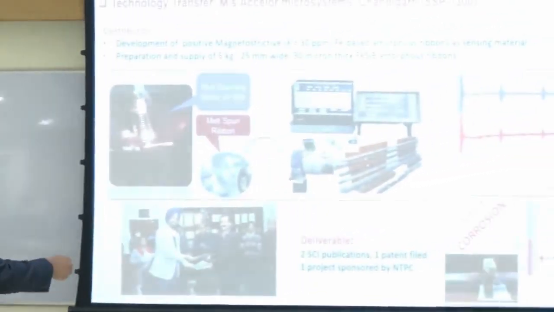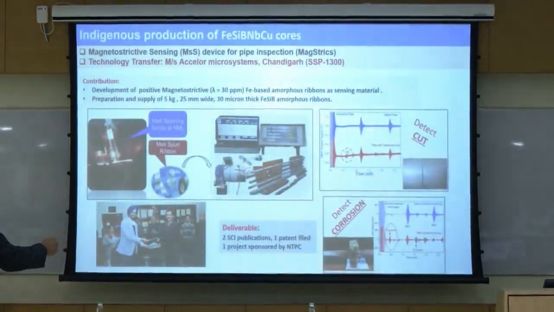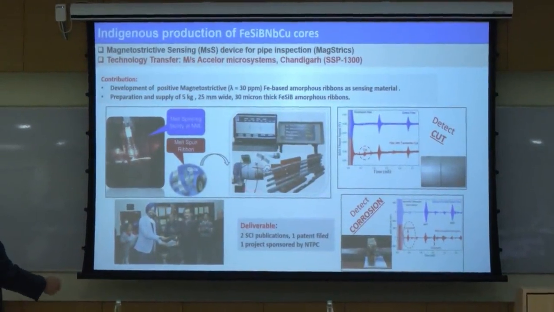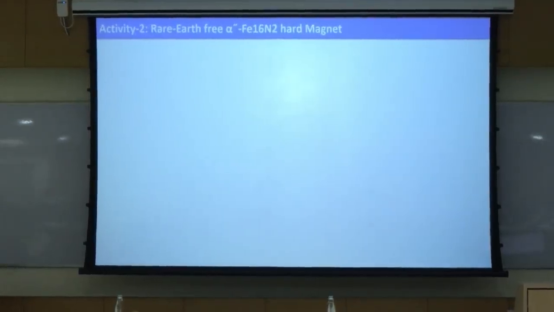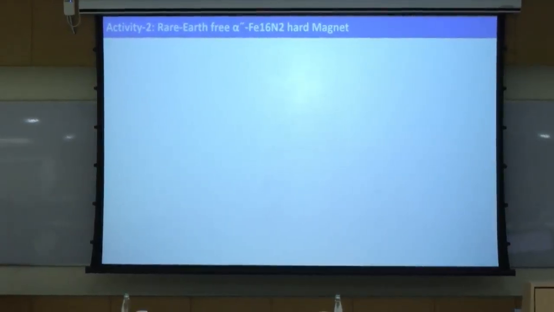This is a recent technology that we have developed from enamel, that we have produced positively magnetostrictive ribbons, continuous ribbons, and used as a sensor material and make a complete package. We used to call MSS sensor magnets, and this is for industries, mainly for the structural health monitoring. Coming to our recent activity, that is the rare earth free alpha double prime iron 16N2 magnetic phase. So this is at the very preliminary stage of TRL1 that we are working on it.